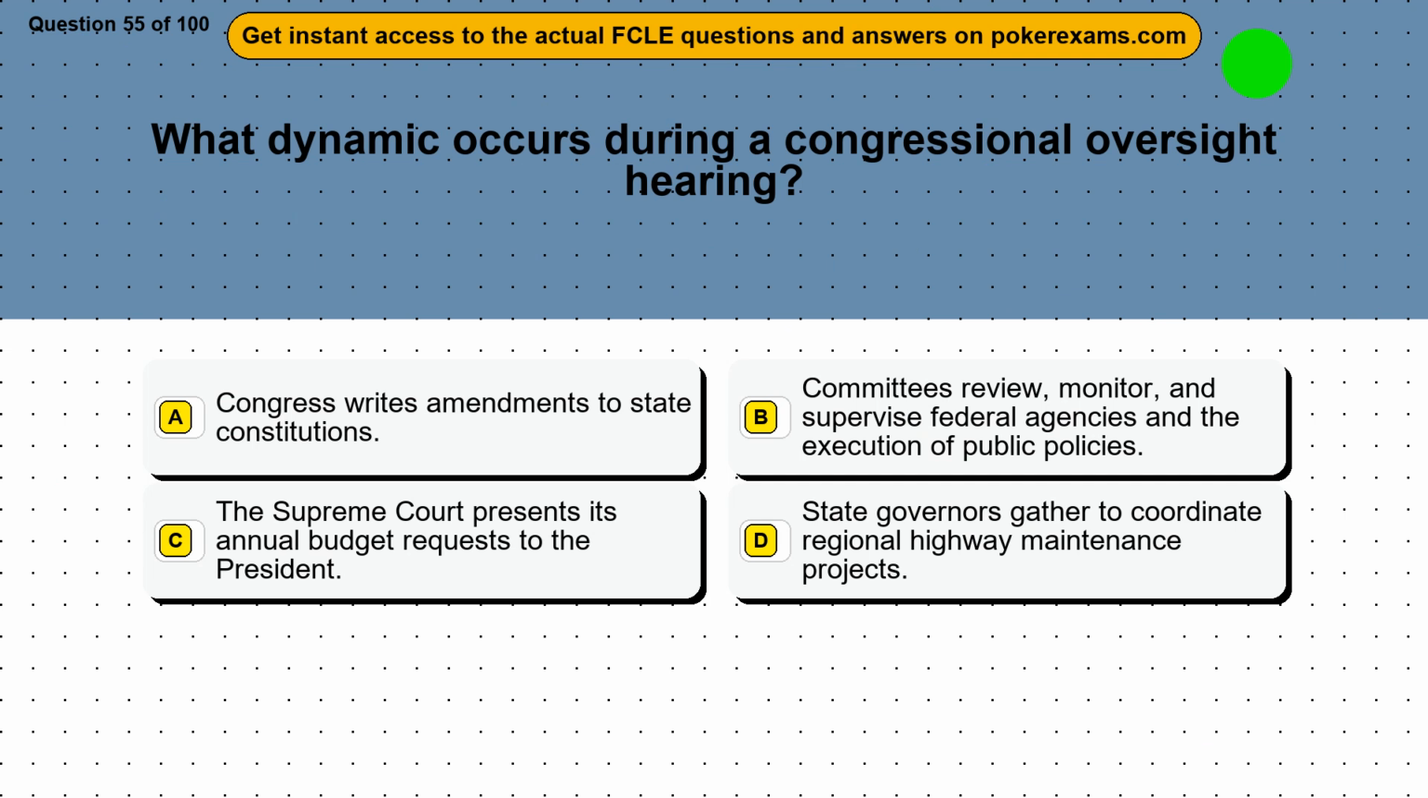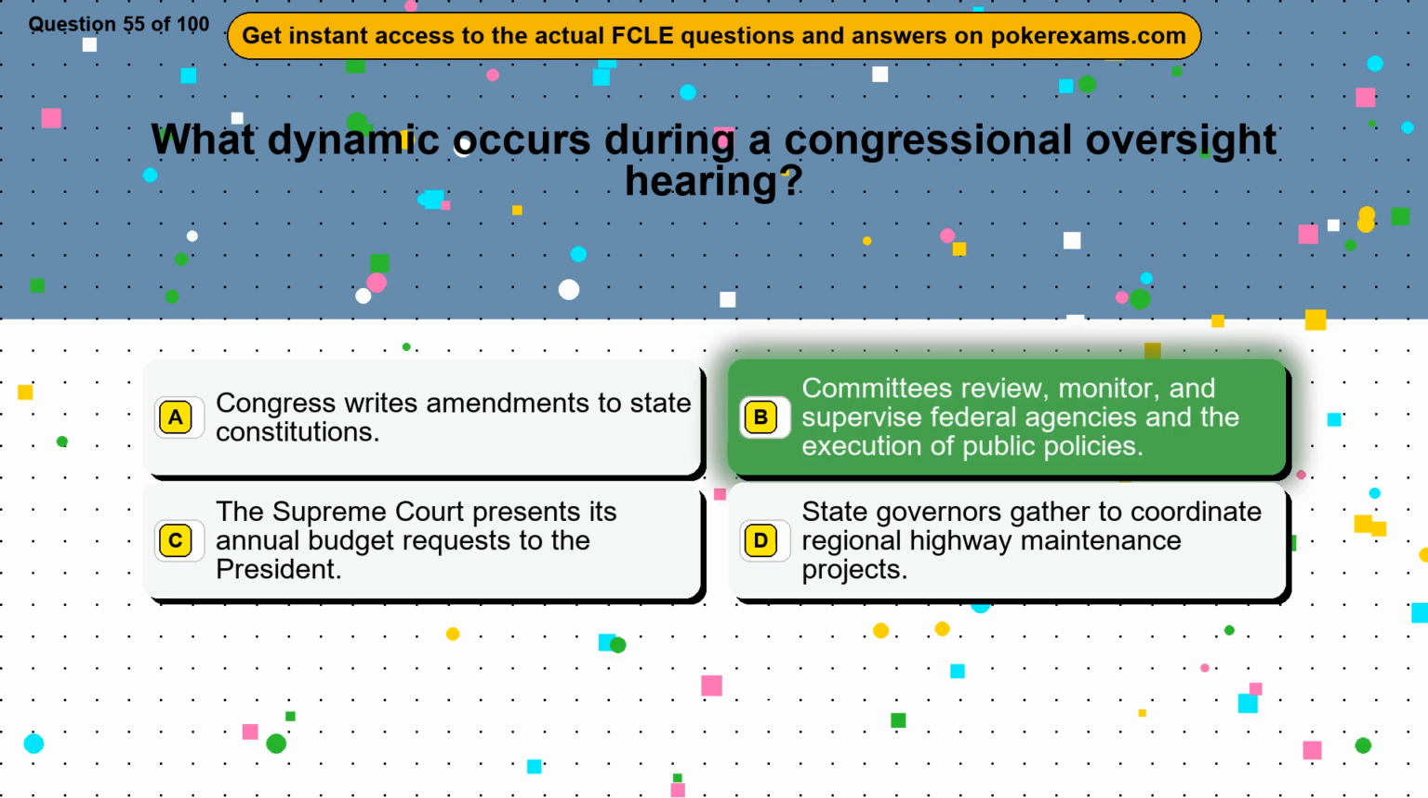Question 55. What dynamic occurs during a congressional oversight hearing? Option A, Congress writes amendments to state constitutions. Option B, committees review, monitor, and supervise federal agencies and the execution of public policies. Option C, the Supreme Court presents its annual budget requests to the President. Option D, state governors gather to coordinate regional highway maintenance projects. The correct answer is option B, committees review, monitor, and supervise federal agencies and the execution of public policies.